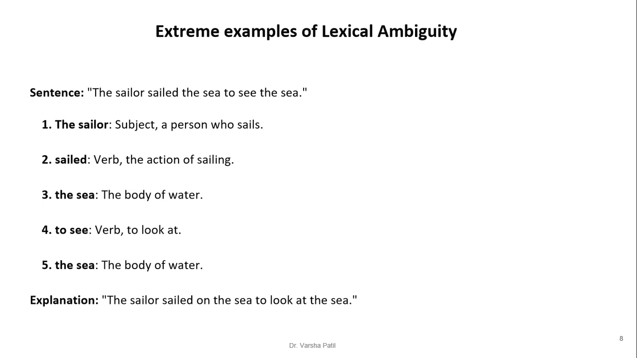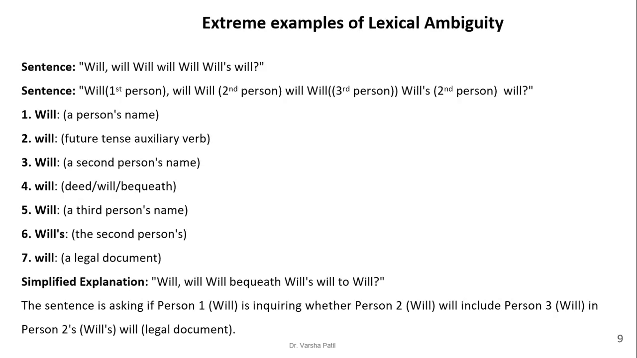The sailor sailed the sea to see the sea. The sailor here is a person who sails. Sailed is a verb, the action of sailing. The sea, the body of water, to see, to look, and the sea, again the body of water. For this example it is a written sentence, but if it is originally in audio format, audio to text conversion becomes very difficult. So the meaning of the statement is the sailor sailed on the sea to look at the sea. But if this statement is in audio, then it is very difficult to understand.